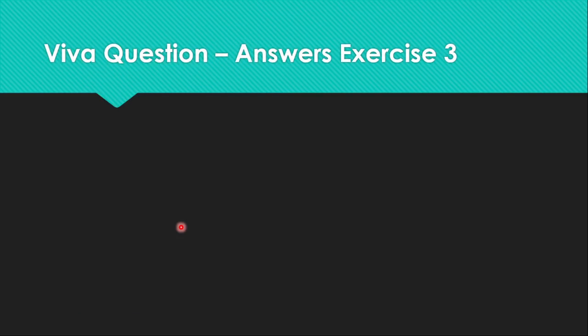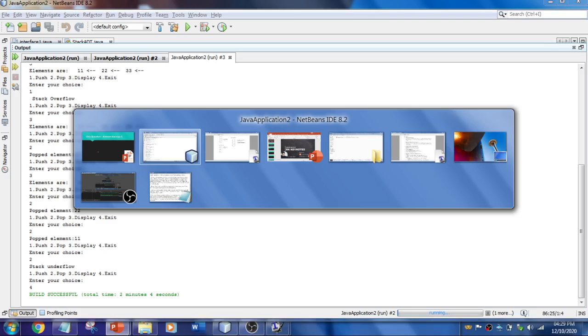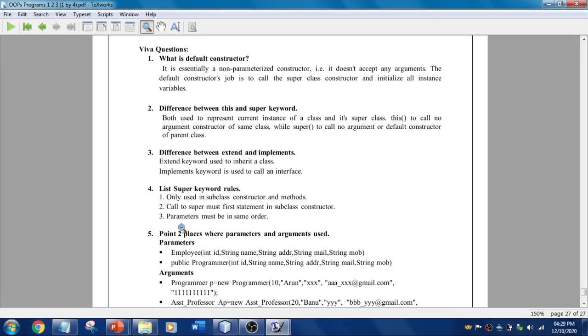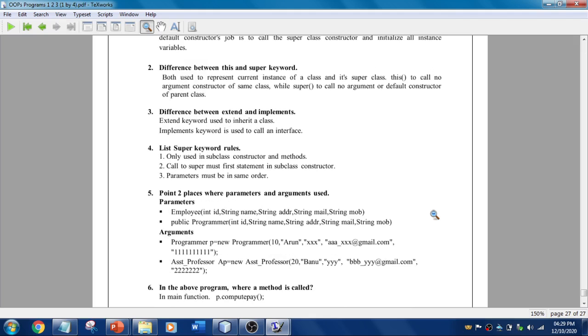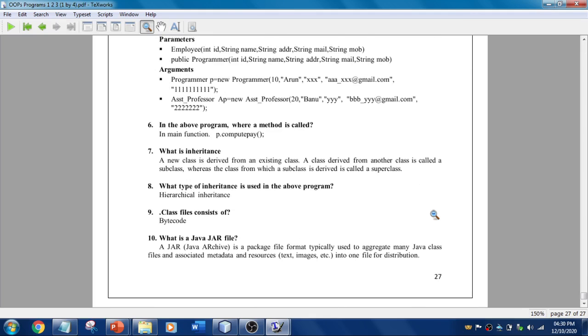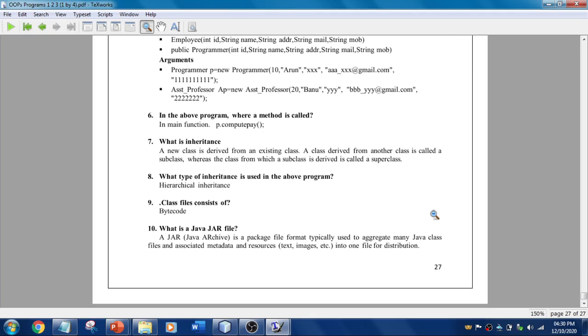So hope you understood this. Now we need to explore the viva questions for exercise number 3. These are the questions which I have asked in exercise number 3, and you can pause the video and go through all these answers. And here are question numbers 6, 7, 8, 9 and 10. I have said that we have used hierarchical inheritance in the payslip generation program. You can go through the program, and if you have any queries, do let me know in the comment section.